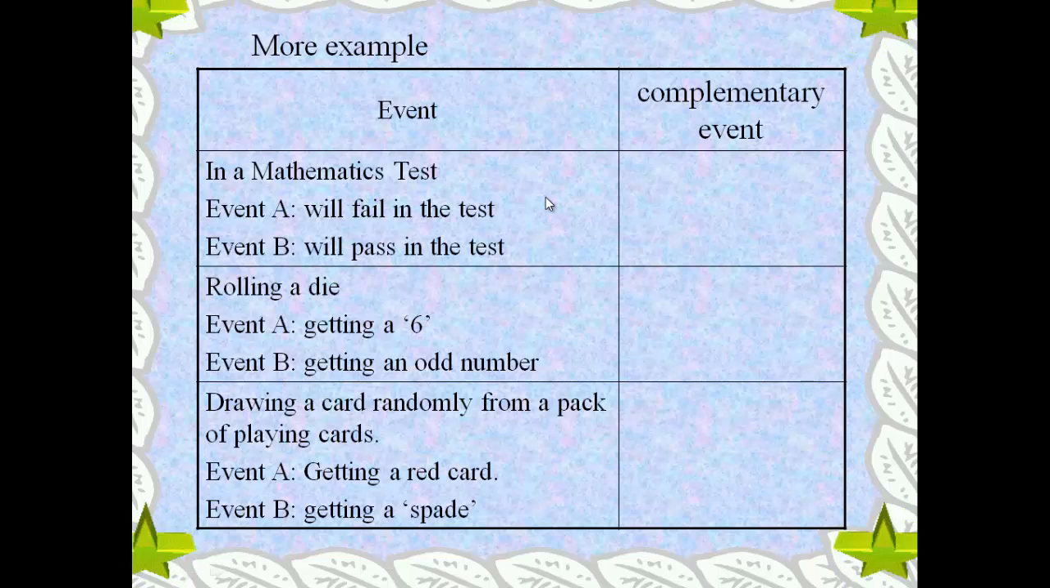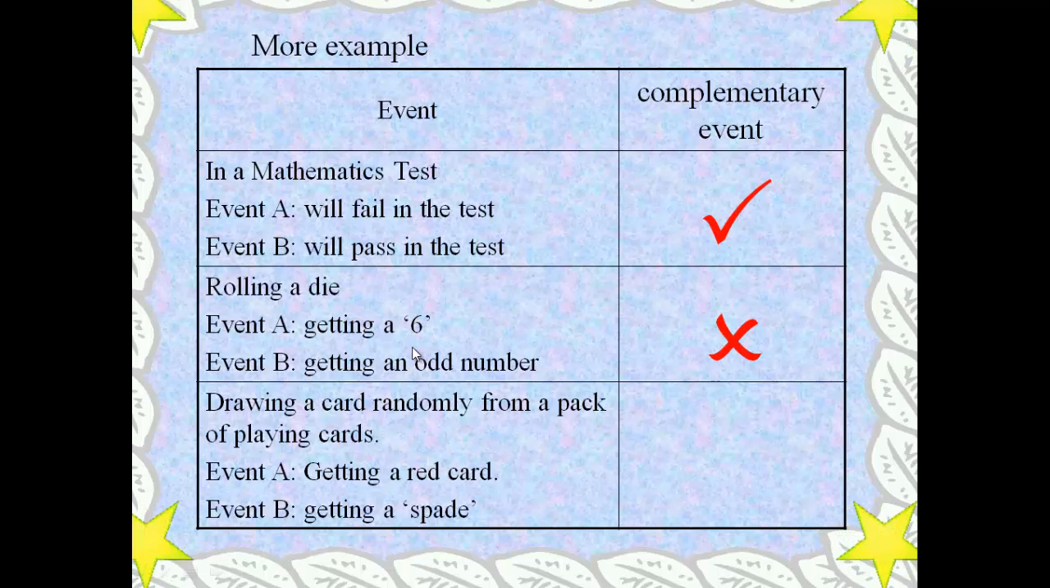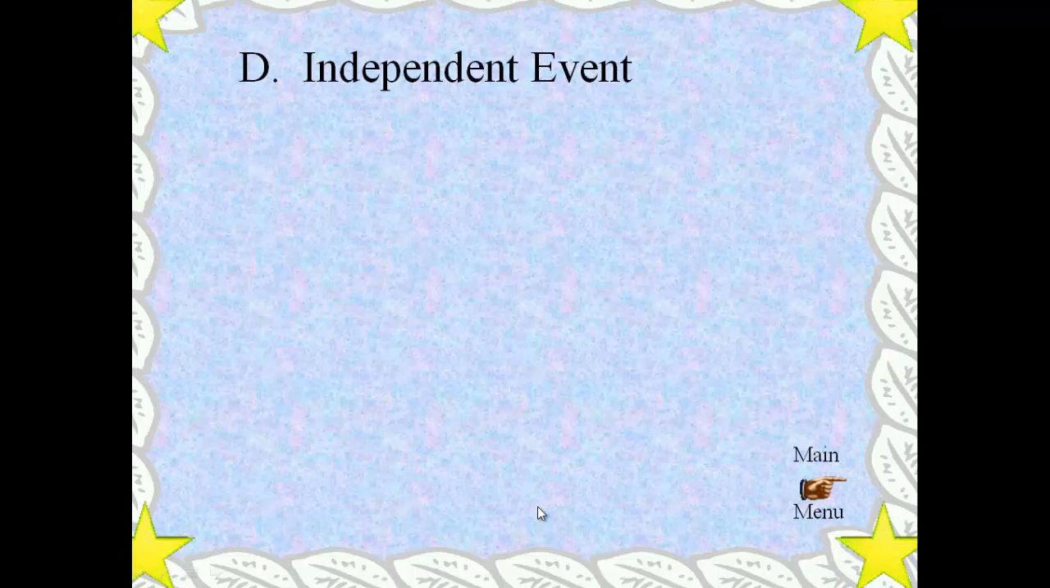Which of these do you think are complementary events? Well, the maths test is you can either pass or fail. That's all that can happen. But the rolling a die example, getting a 6, getting an odd number are not complementary. There's other options. And similarly, the card example isn't complementary.